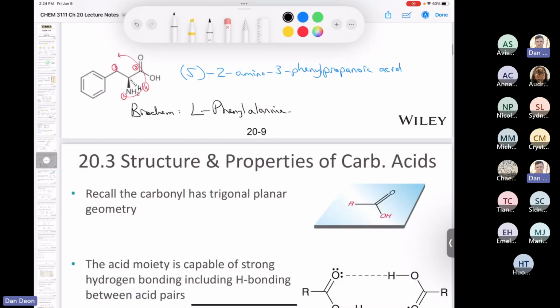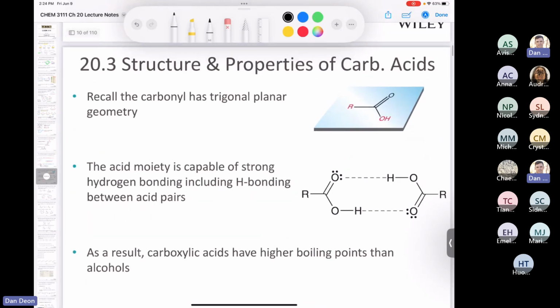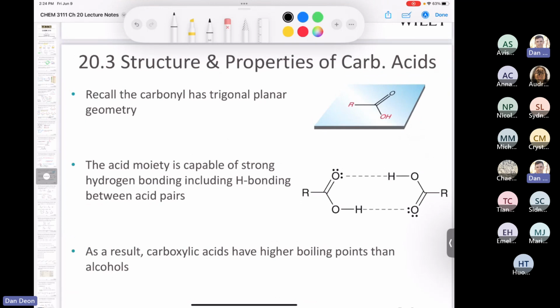Let's move on to section 20.3, where we talk a little bit more about structure and properties of carboxylic acids. There should be nothing new to you in here. This should be kind of old hat, but it bears repeating some of the concepts here. Hopefully you remember that the carbonyl carbon is sp2 hybridized, and therefore it is trigonal planar, right? It's flat as a pancake, and that's going to be pertinent when we look at nucleophilic attack on a carboxyl group or a derivative of a carboxyl group.